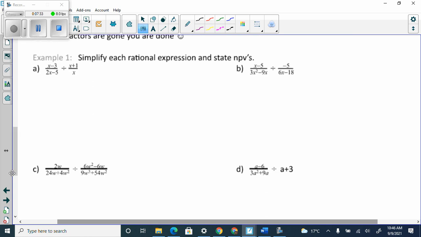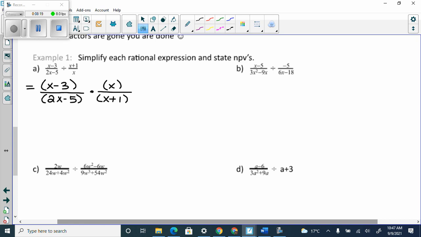Example 1. X minus 3 over 2x minus 5, divided by 2x minus 5 over x plus 1... so the very first thing I always do is flip it and make it a multiplication. The problem with that being my move is, if I flip it and make it a multiplication, I have to remember to state all my non-permissible values. Okay? So, we have equals on the top, x minus 3. Can I do anything to it? Nope, x minus 3. In the bottom, 2x minus 5 times, and then I need to flip them, x over x plus 1.